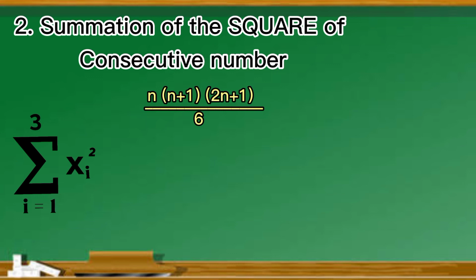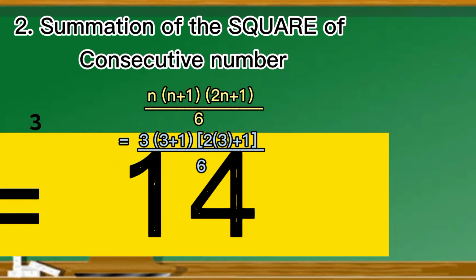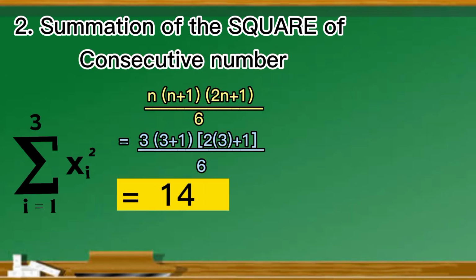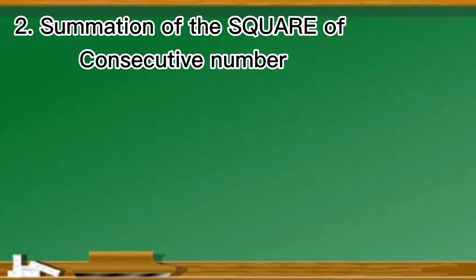Ngayon, try natin gamitin itong formula sa ating example. So dito class, sa ating formula, yung n natin dyan is the upper limit. So by using formula, we just substitute the value of n, which is 3. Now we have 3 times 3 plus 1 times 2 times 3 plus 1 all over 6. We can use calculator to simplify this expression. So, if we simplify this expression, it gives us answer na 14. So, yun nga class, kapag in-expand natin yung mga terms and kapag gumamit tayo ng formula, it will just give us the same answer. Now, let us try another example.